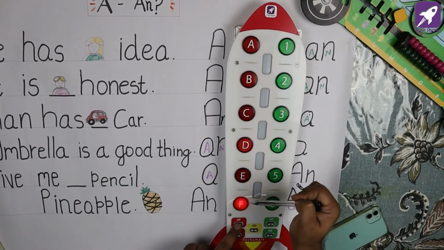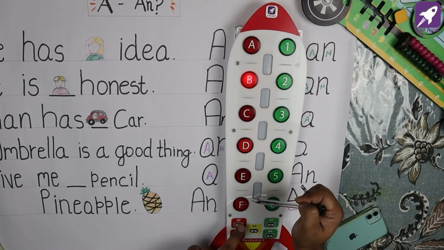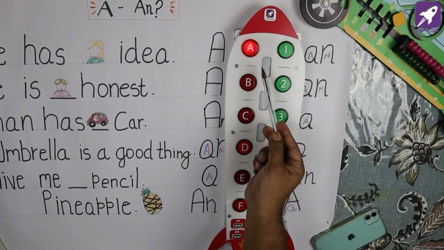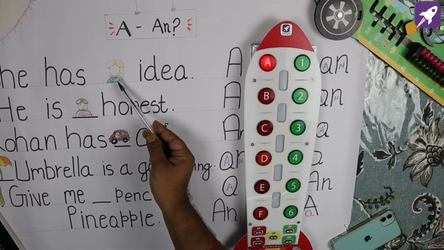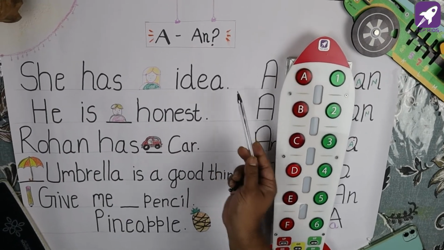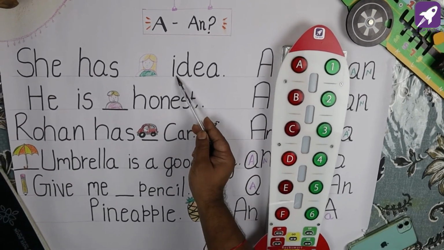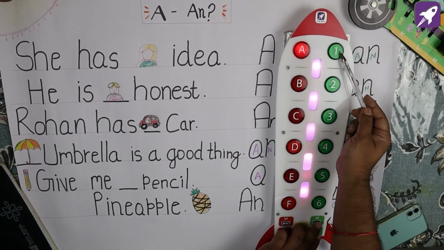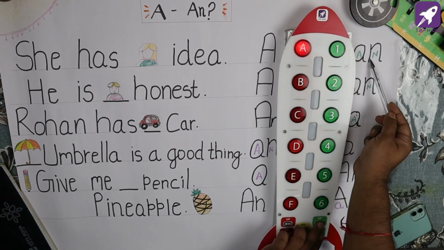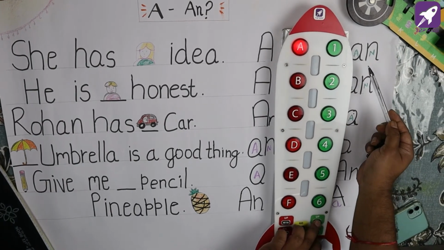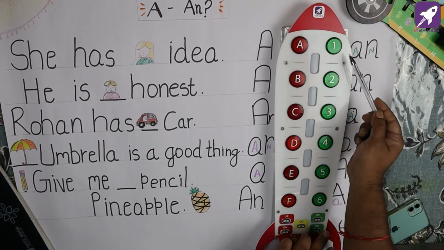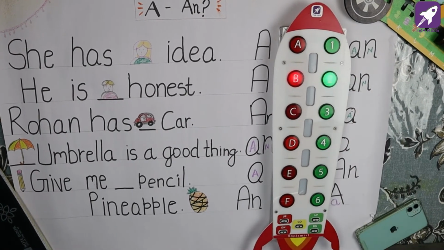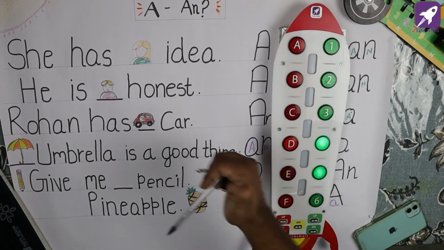Now how to play this binary mode? This is our first question. She has blank idea, A or AN. Before idea we should use AN. So we have to select a green LED because AN is written here. So press up or down key. I pressed up key here and press enter. Now the answer is correct.